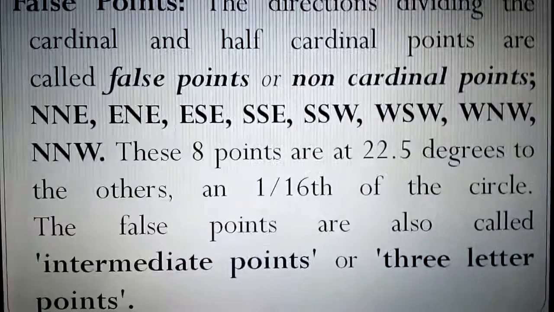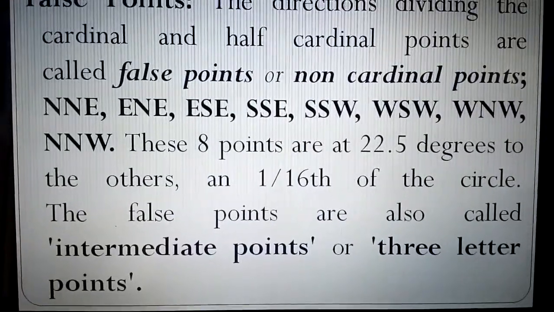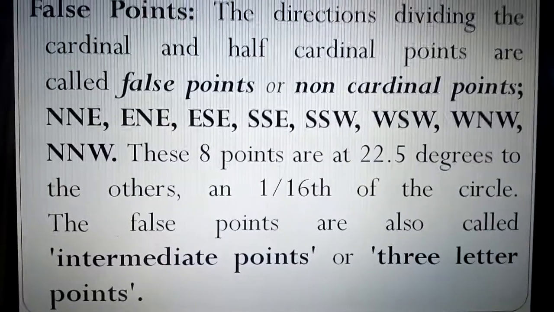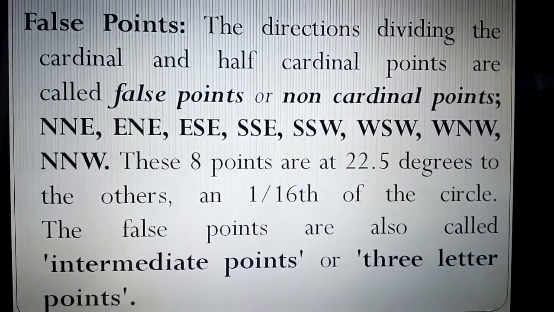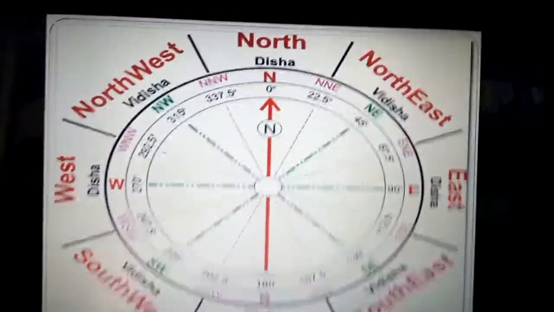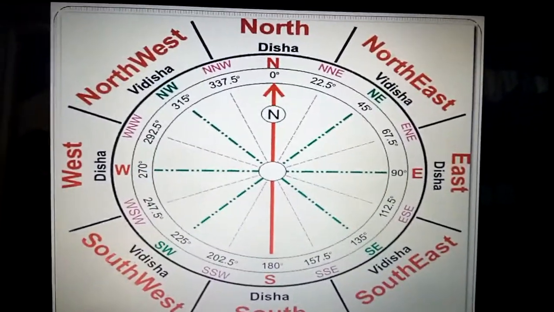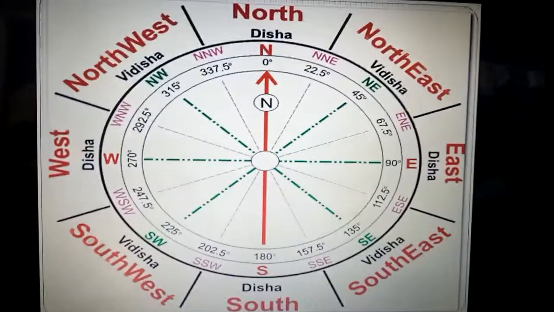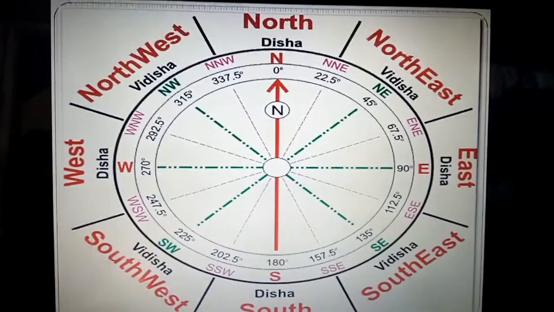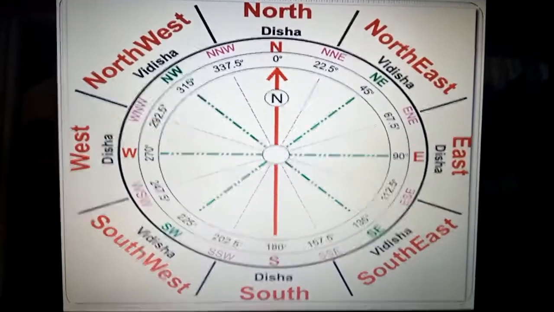So children, just now we saw cardinal points, intercardinal points and non-cardinal points. Now we will discuss this in this diagram. Here, children, you are seeing a compass, which is also available in your mobile. Please open your mobile and see.